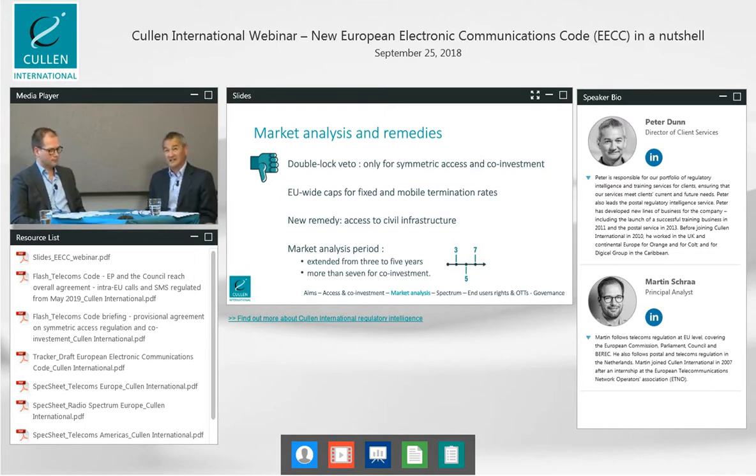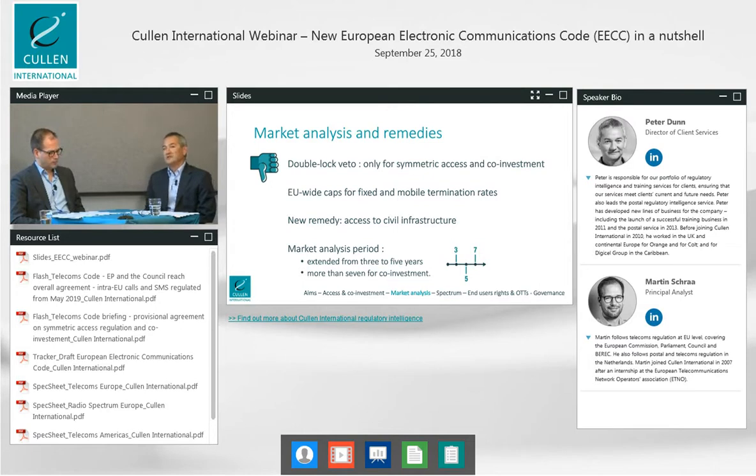In setting the maximum termination rates, the Commission has to assess the weighted average of efficient costs in fixed and mobile termination based upon the same pure bottom-up LRIC model that you're all familiar with. And the other part of that is that the maximum rate set in that decision cannot be higher than the highest rate that's applicable currently in EU member states. Right, and it will be reviewed every 5 years. That's right. So are there any other changes to the standard remedies that we've come to know?